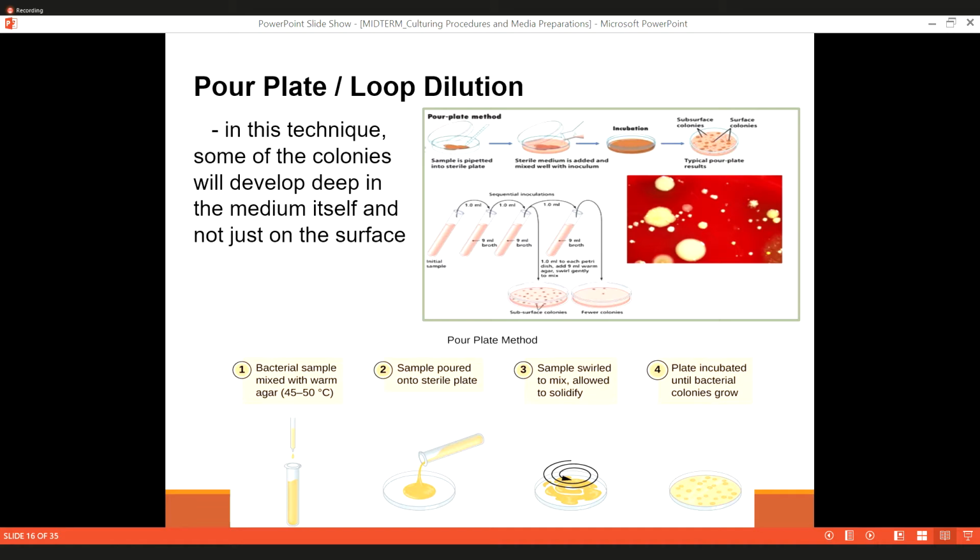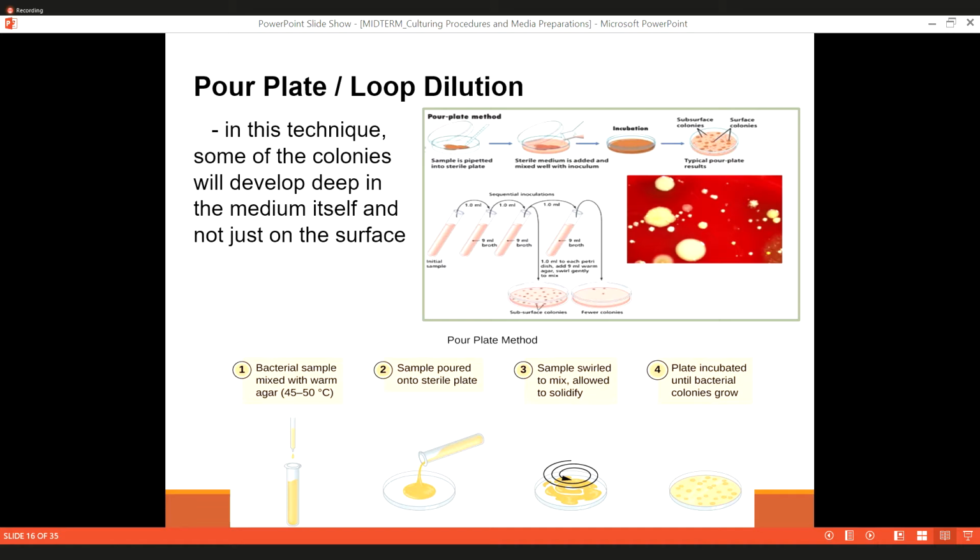So, we will pour it out onto the plate. As you can see, it's being poured out. After that, we are going to incubate it. After we incubate, there will be microbial growth. What you will do there is count how many colonies formed or how much microbial growth occurred. You can count manually, or with the help of a colony counter.